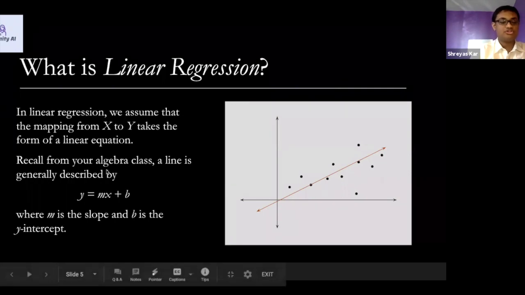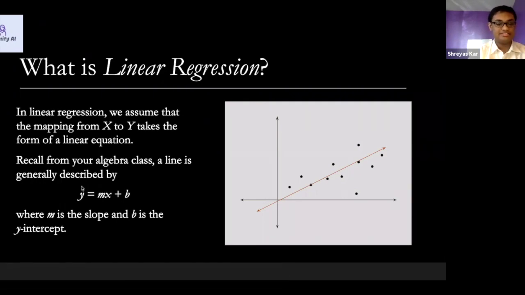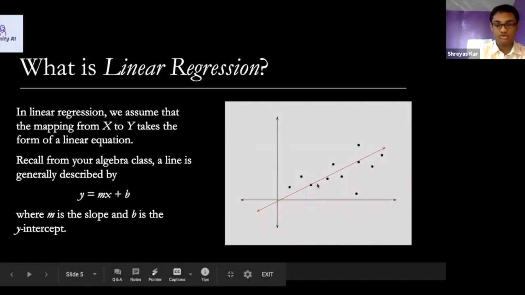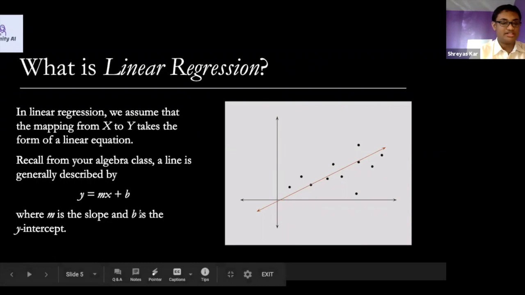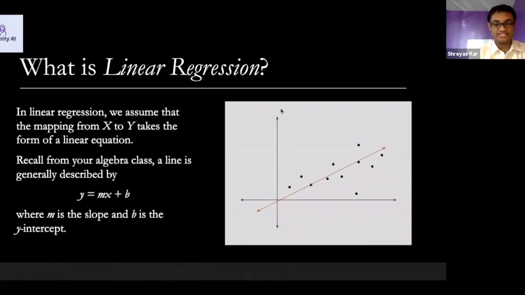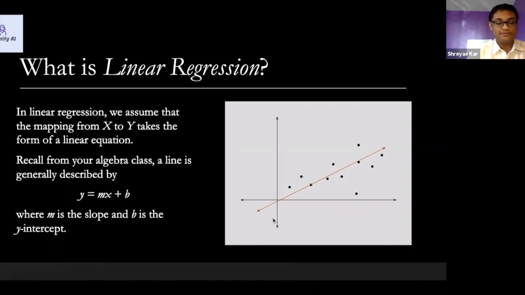Now, in order to start a discussion of simple linear regression, recall from your algebra class that a straight line with one input is generally described by y equals mx plus b, where m is the slope. Recall from algebra that slope is your change in y over change in x, so your rise over run, and b is the y-intercept. That is where your line intersects the y-axis, basically the value of the line when x equals 0. You'll see why this is useful in just a second.